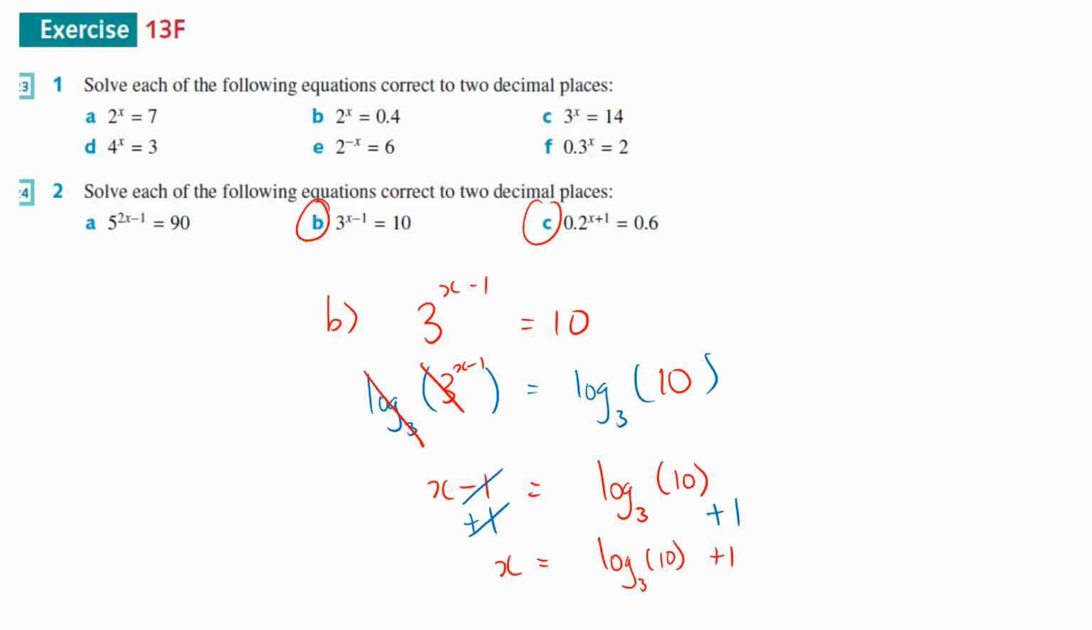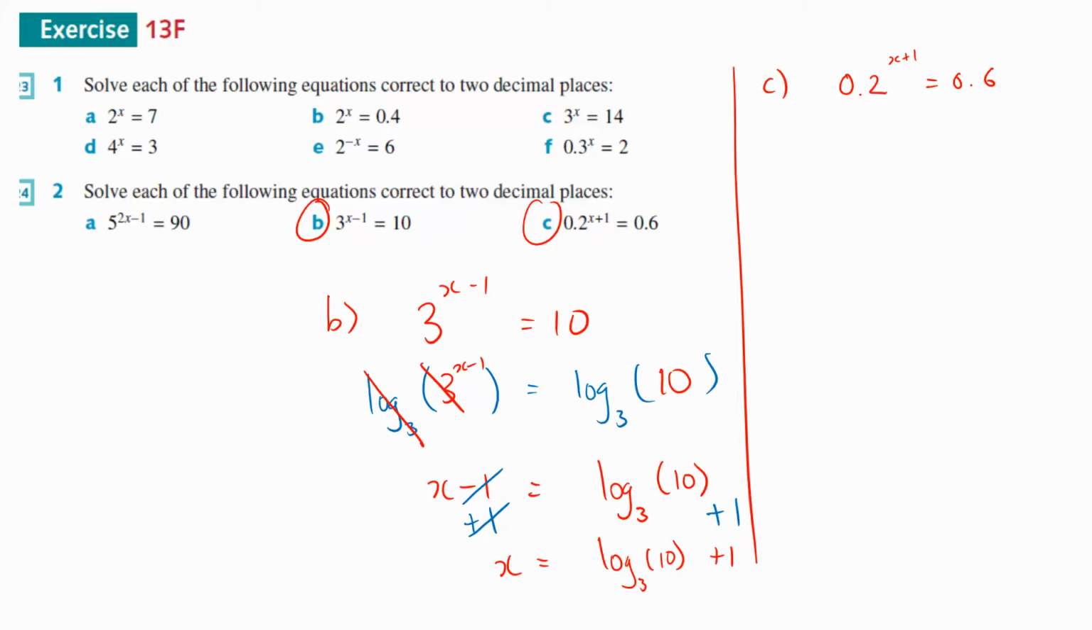Now, why I said C is going to be a bit tricky is because remember there's a decimal point. So let's try this again. 0.2 to the power of x plus 1 equals 0.6. Same drill. Nothing different. You've now got a base of 0.2. I want to remove base 0.2. How do I do that? Yeah, logarithms of that base.